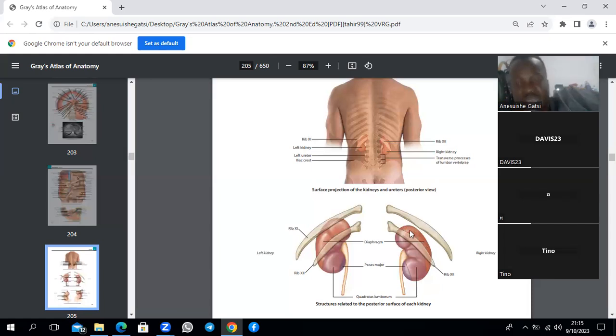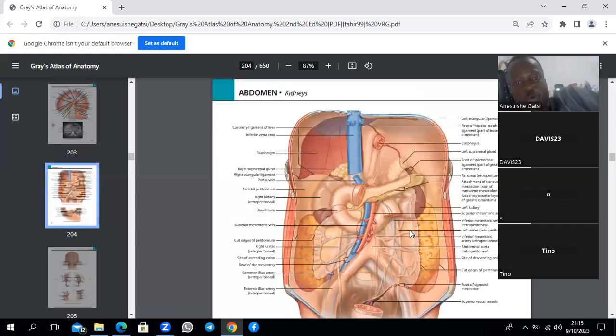Right. Something that I left out before moving here: on top of each kidney, you can see there is something called a suprarenal gland. The suprarenal glands are what you favor to call adrenal glands in physiology, the ones that produce cortisol, your mineralocorticoids, and also your sex hormones. So you have a suprarenal gland on top of each kidney.